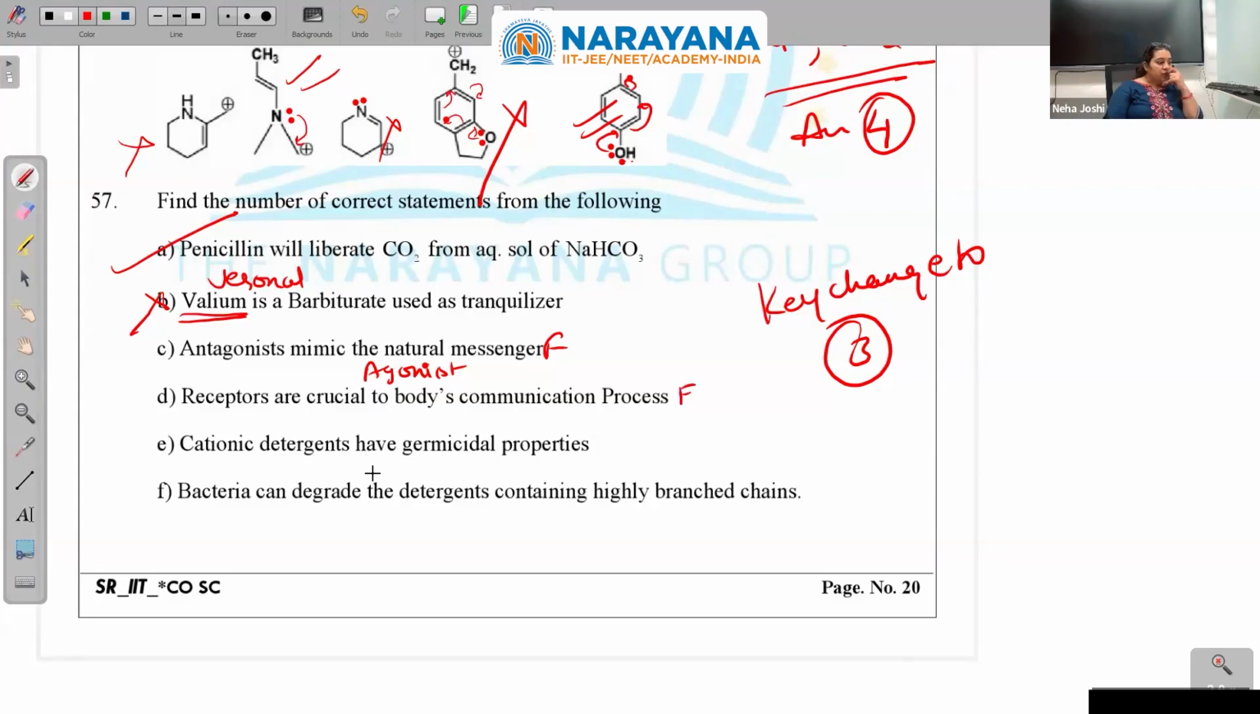Cationic detergents have germicidal properties. Oh, sorry, receptors are crucial to the body's communication. We forgot to read that. Yes, that is very true. So this should be the answer. Cationic detergents have germicidal, yes. Bacteria can degrade the detergents containing highly branched chains? No, that is wrong. So key change to 3 for question number 57, and that is our last question.